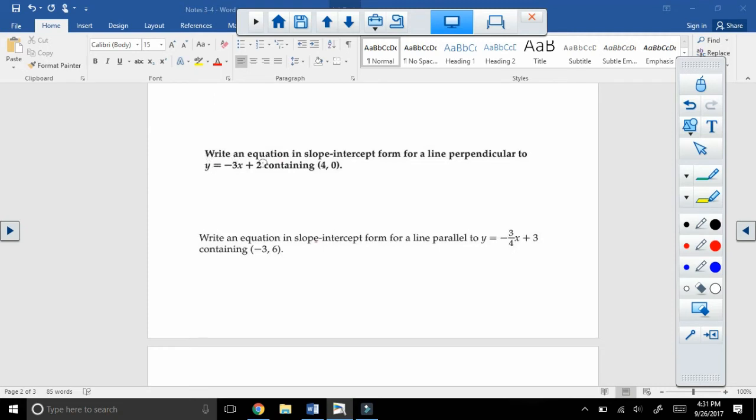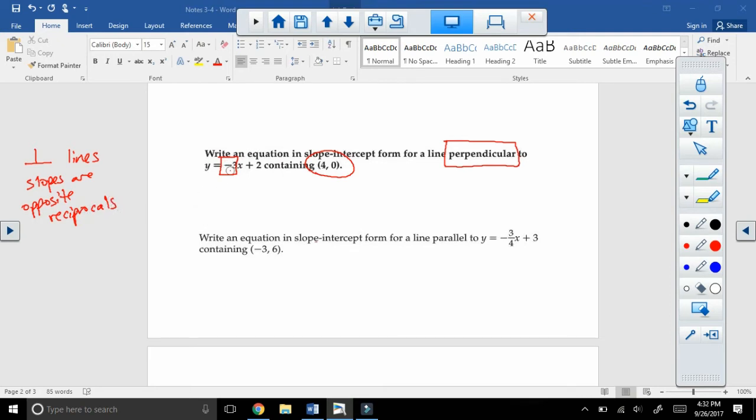For this one, it says write an equation in slope-intercept form for a line that's perpendicular to the line y equals 3x plus 2 and contains this point. So the fact that it's perpendicular to this line is really important. And the thing that's really important here is that we investigate what the slope is. So the slope of the line that they give me is -3. And if you remember from the last section, perpendicular lines, their slopes are opposite reciprocals. You'll need to remember that in order to do this problem.